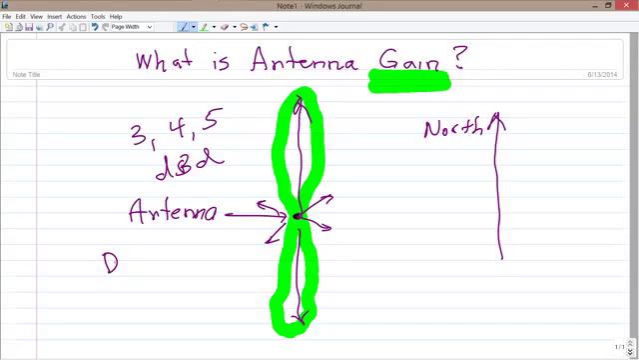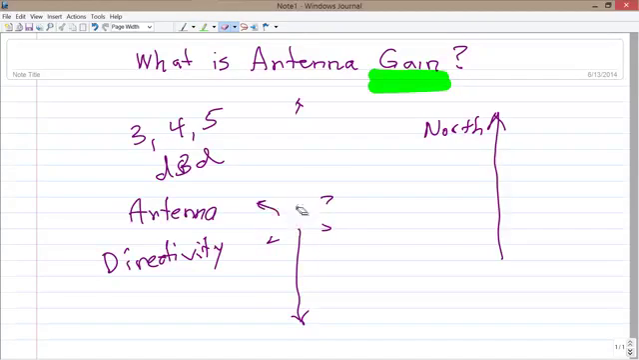directivity, because it tends to direct your available radiated power in specific directions. Now, you can also have other types of antennas, for example, the Yagi or the quad antenna, which will concentrate your energy in mainly one direction.